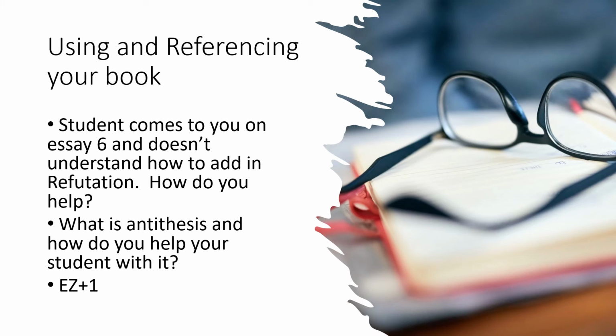So using and referencing your book as a parent-teacher. If a student comes to you on Essay 6 and doesn't understand how to add in refutation, how would you help him? So in your student book, if you see that he's in Essay 6, you can go to yours, and under my tabbing, I have Essays 1 through 6 listed. You could go to Essay 6 and you could read through it, although it's a pretty hefty section. So actually, if you go to the back, one of the tabs is the simplified summaries. You could read through it. It's only a couple of paragraphs, and ideally you'd be able to understand it and help them.